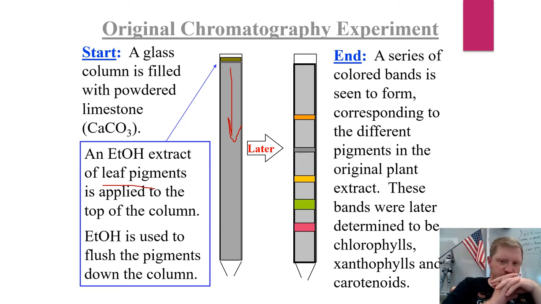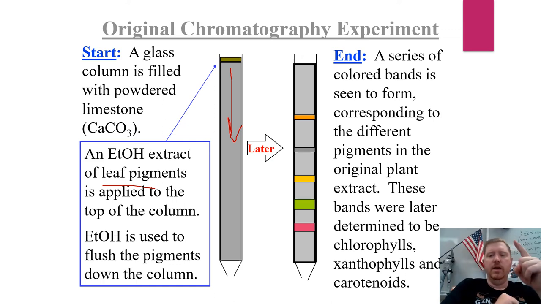smaller. This picture is a little bit exaggerated. It should be a larger green band because there's so much chlorophyll in most leaves. And you could separate the different pigments that were in there. And the reason they were separating was twofold.